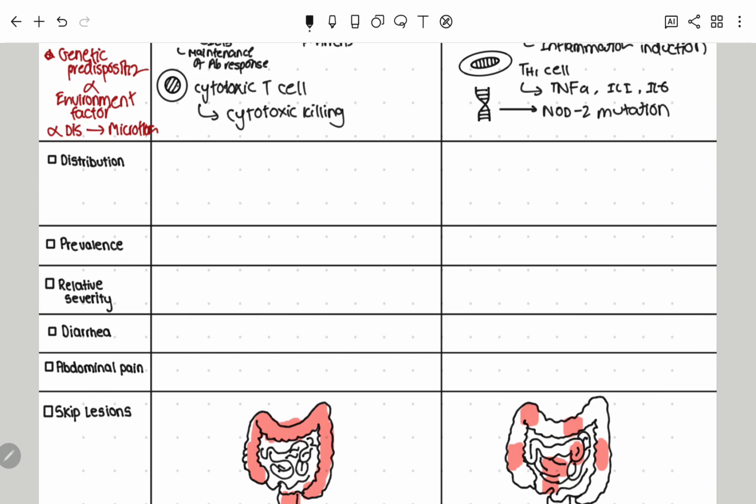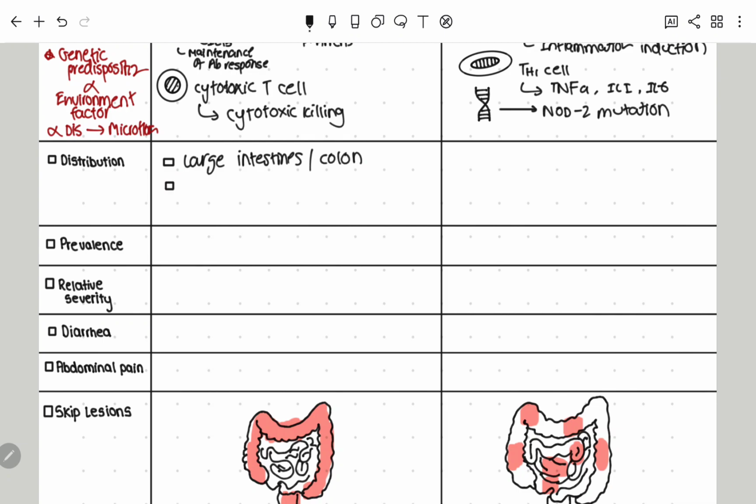So, coming to the distribution of ulcerative colitis and Crohn's disease. First thing that we need to know, just remember as we keep moving, the left hand side is ulcerative colitis and the right hand side is Crohn's disease. So, back to distribution. As far as ulcerative colitis goes, its distribution is localized to the large intestine, or as you can tell from the name itself, colitis, to the colon. So large intestines and the colon rather.